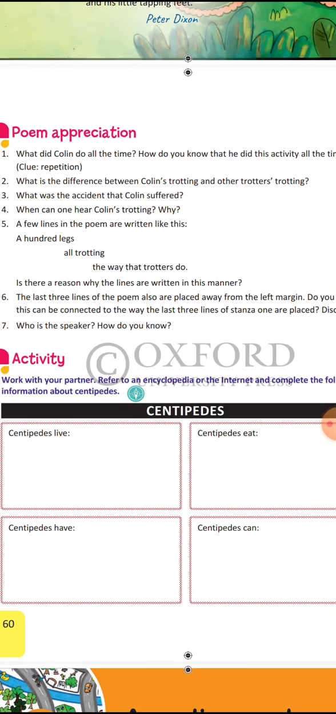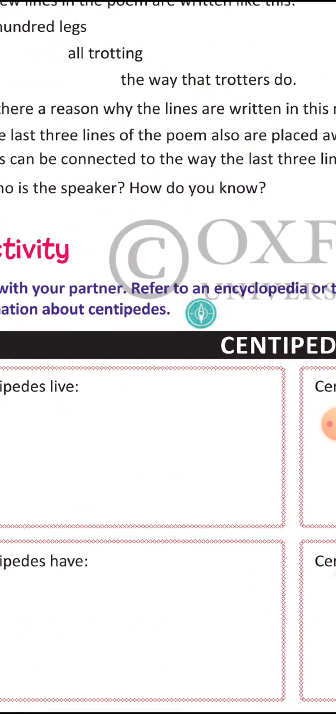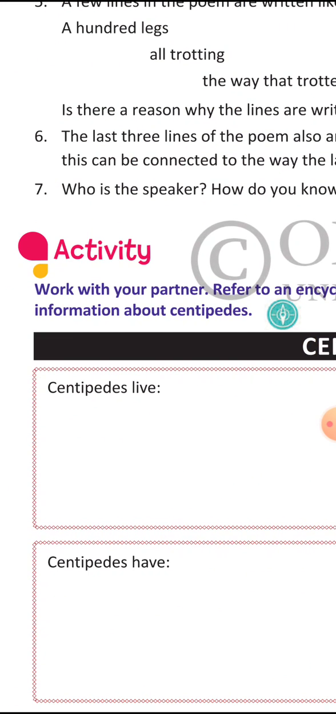First one is centipedes live. Centipedes live in damp areas such as under leaves, stones, boards, tree barks, or in indoor and outdoor plantings. If they are around the foundation of the house, then they may wander inside also. Okay, so what do centipedes eat? Centipedes eat insects, spiders, worms, and other arthropods, including other centipedes also. Is that clear?